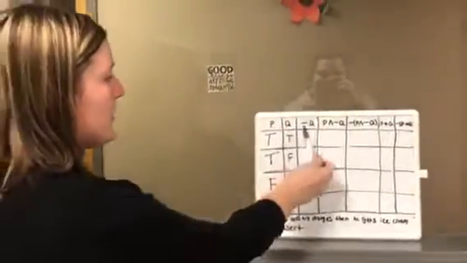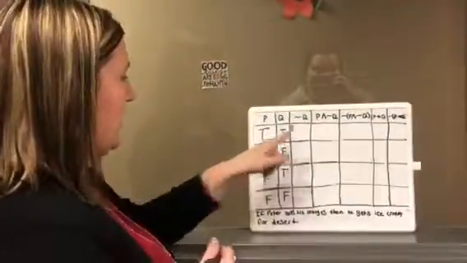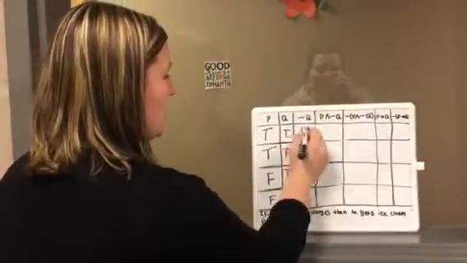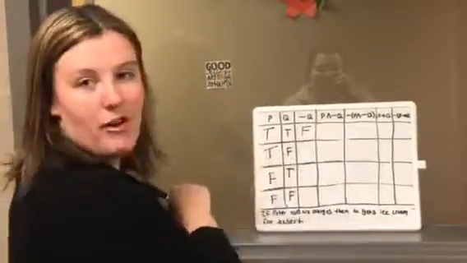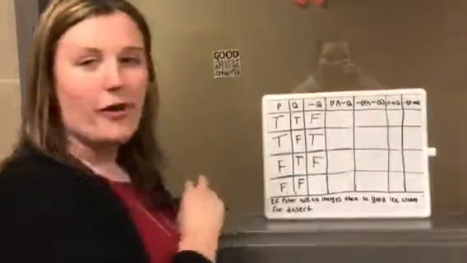So for the first one, we want to find the opposite of Q. So we're going to look here, and we know the opposite of true is false. The opposite of false is true. The opposite of true is false. And the opposite of false is true.